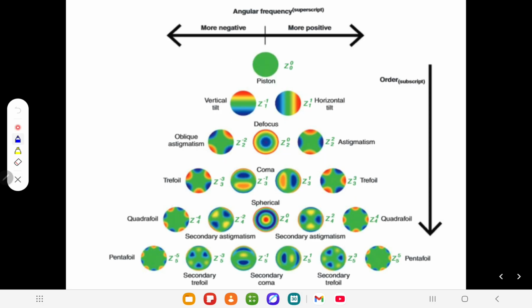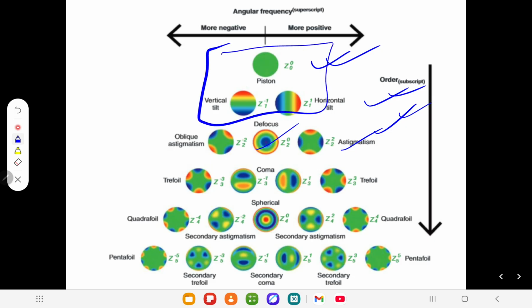Okay, so we have already discussed this slide previously, which is basically zero order aberration piston, first order aberration tilt, horizontal or vertical tilt, second order aberration astigmatism and defocus, which is basically what we correct with spectacles. And these two low order aberrations, we don't care about because they're clinically very irrelevant. Clinically relevant low order aberration is second order aberration. From third order aberration, we start to get higher order aberration.